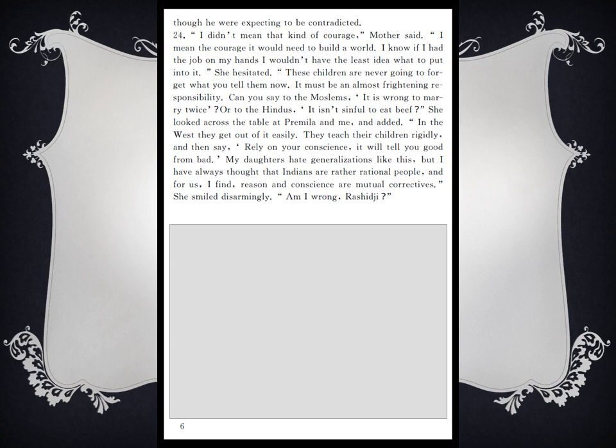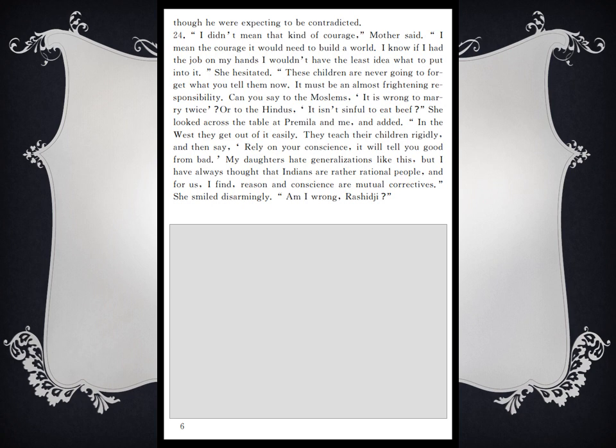They teach their children rigidly and then say rely on your conscience, because rigidly means very firmly, confidently. The outsider people, the abroad people, they teach their children very rigidly, with a strong intention, with confidence, that rely on your conscience. Rely means trust. Conscience means your soul, your spirit, means you should have trust in your soul, in your heart. It will tell you good from bad. So many people will come to you and tell so many things, but you have to listen to your heart. Your heart will say what is wrong and what is right.